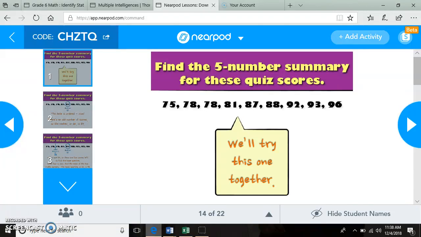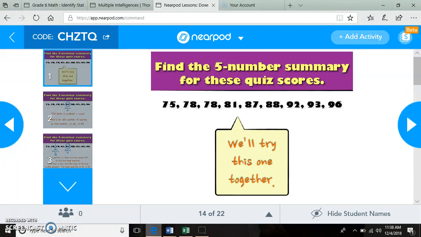So remember, quartile 2 is just splitting the data in half. And when we do that, we see that this is an odd number data set, which means the middle of this data is 87. So the median is 87. So we found quartile 2.